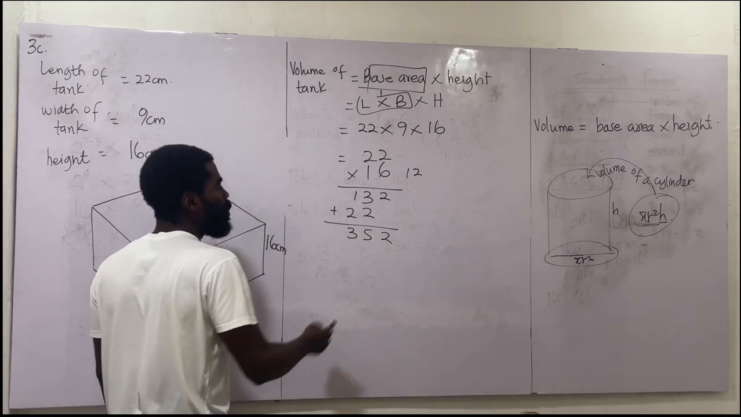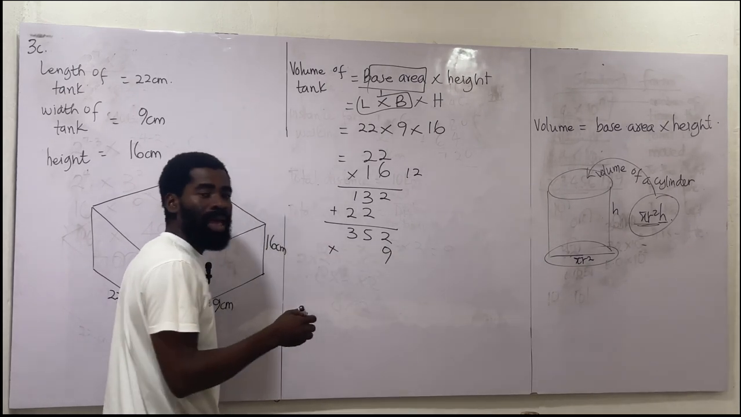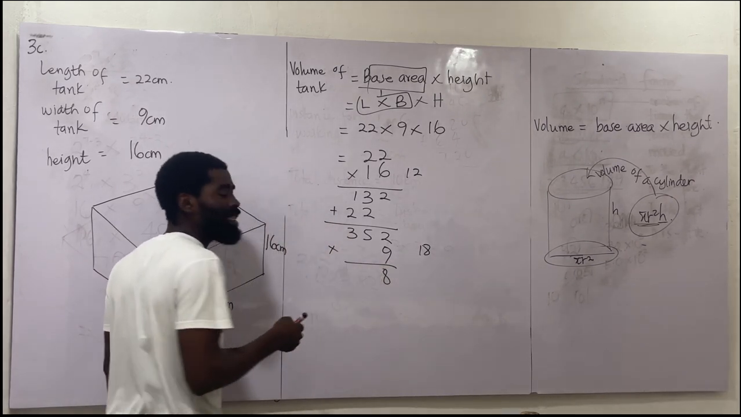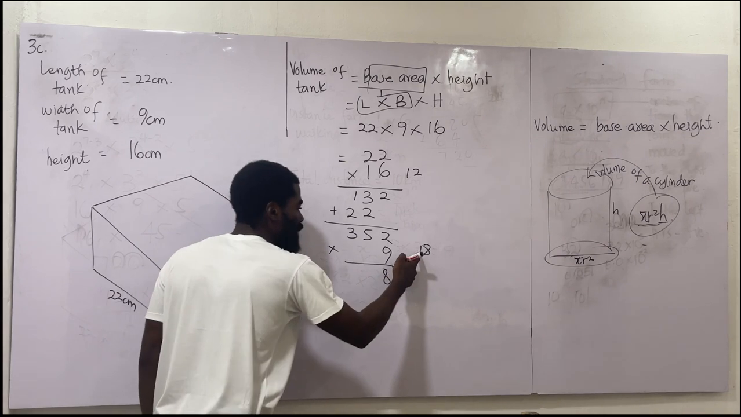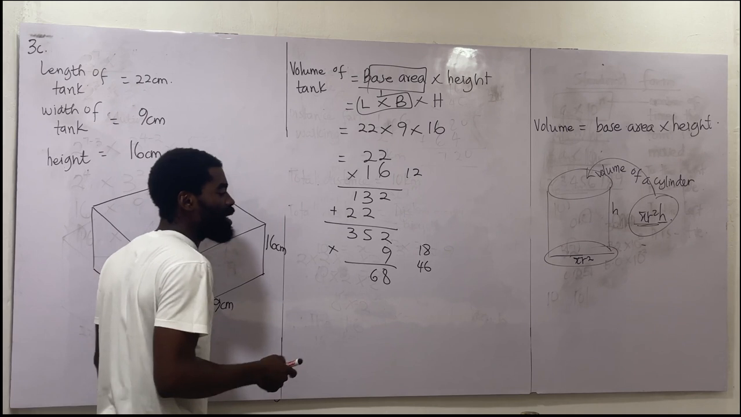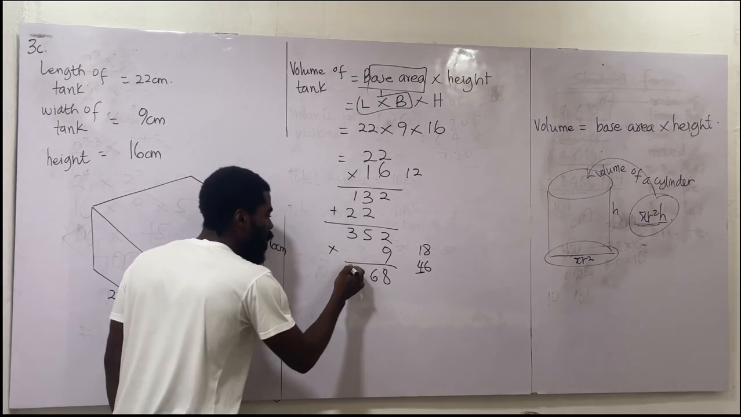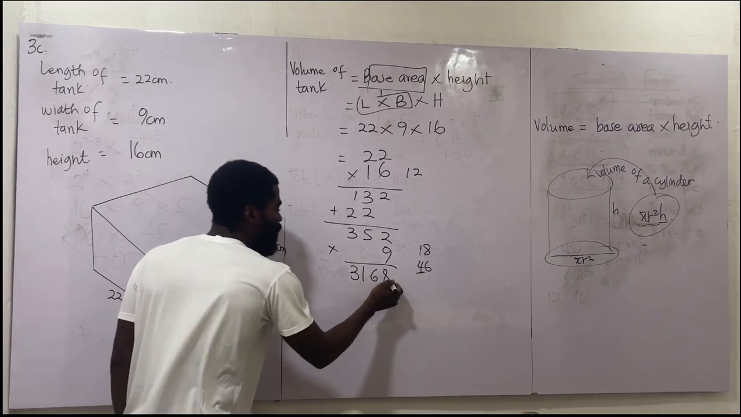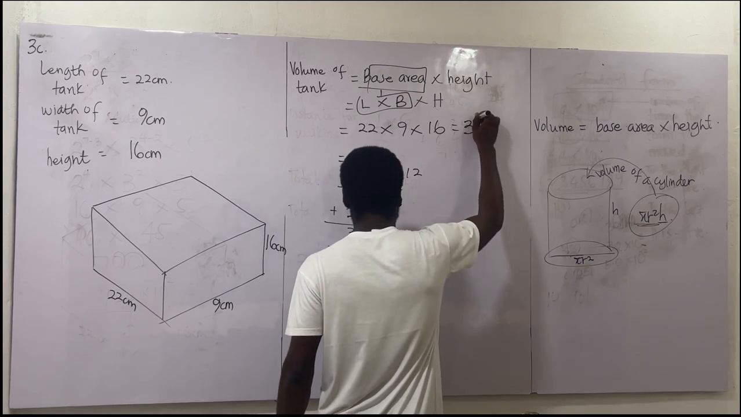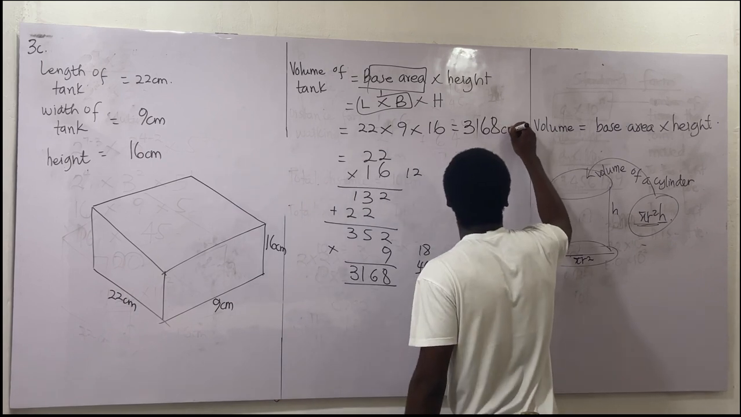So with this 352, I multiply by 9. 9 times 2 gives me 18. So I write 8, remainder 1. 9 times 5 is 45. 45 plus the 1 is 46. So I write 6. 9 times 3 is 27. 27 plus 4 gives me 31. So my final answer, which is my volume, now becomes 3168.